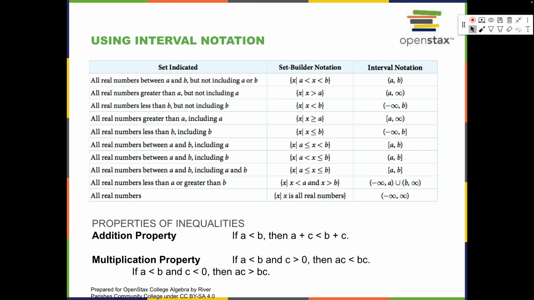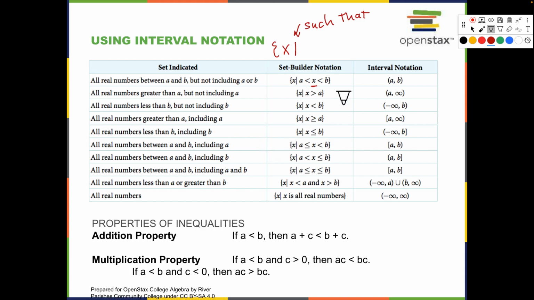So first of all, we'll start off with all the different types of inequalities you can have. This is what they call set builder notation. The way we read this, the curly brace just tells us we're going to have a set. X just says X, and this bar here means such that. So it's X such that. This first one we read as X is between A and B. X is bigger than A but less than B, so it's in the middle.